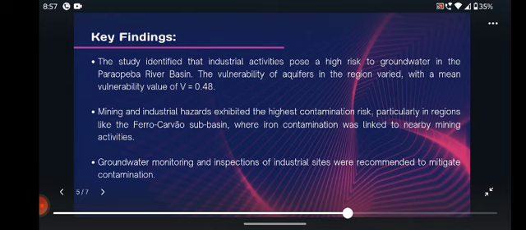So these are the key findings of the research, and the highlighted point is that groundwater monitoring and inspections of industrial sites were recommended to mitigate the contamination of the groundwater.